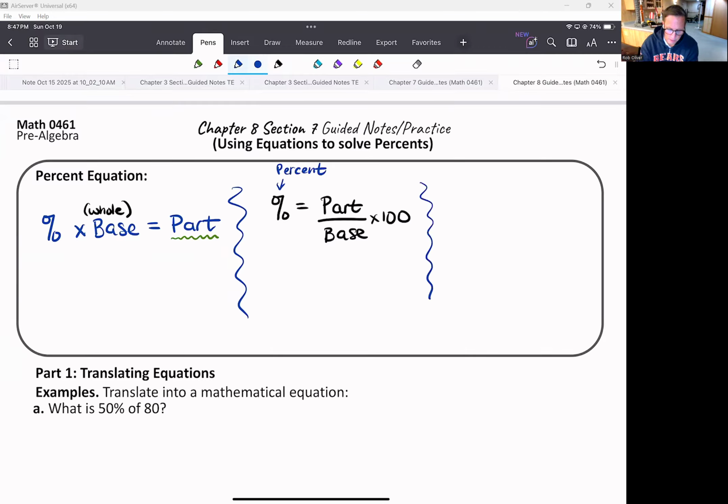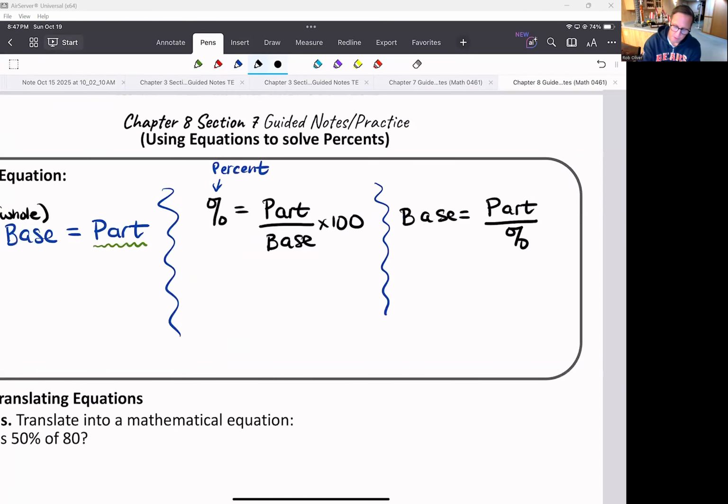What's another one? Another one could be the base. If you're looking for the base, all you have to do is take the part and divide it by the percent.